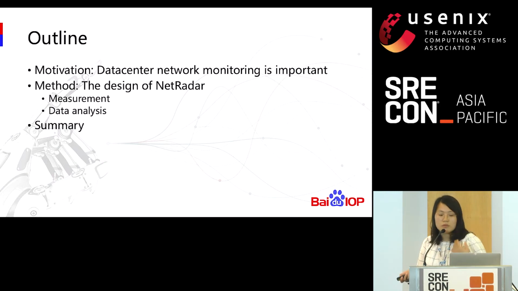Now, let's move to the second part, the design of NetRadar. The key points of data center monitoring are measurement and data analysis. The way of measurement determines what kind of observations we will get. If the method is not appropriate, there will be no chance to get good analysis results. So let's talk about the measurement first.